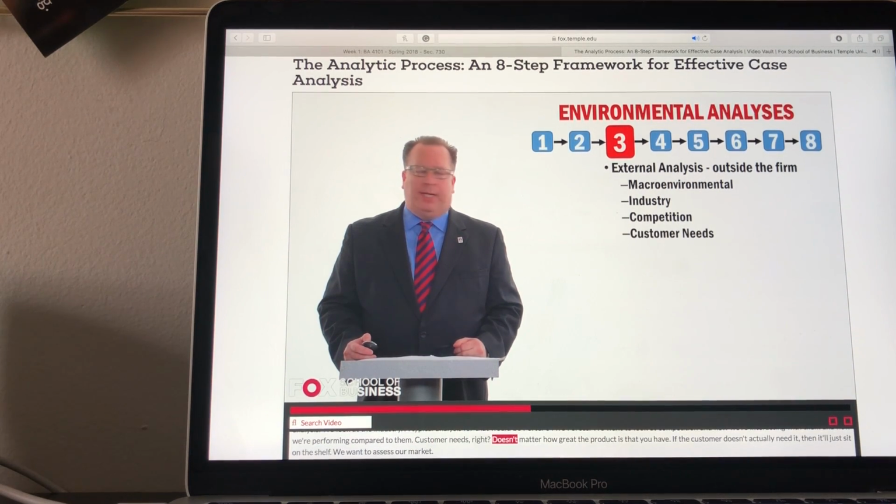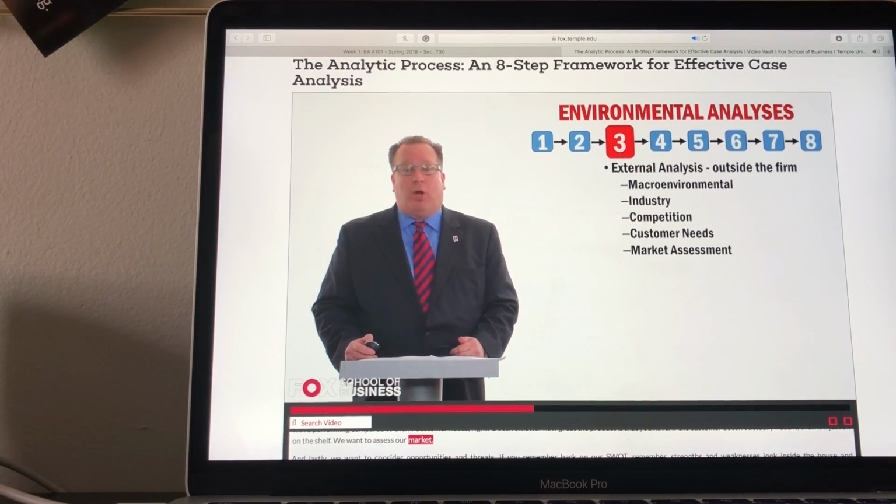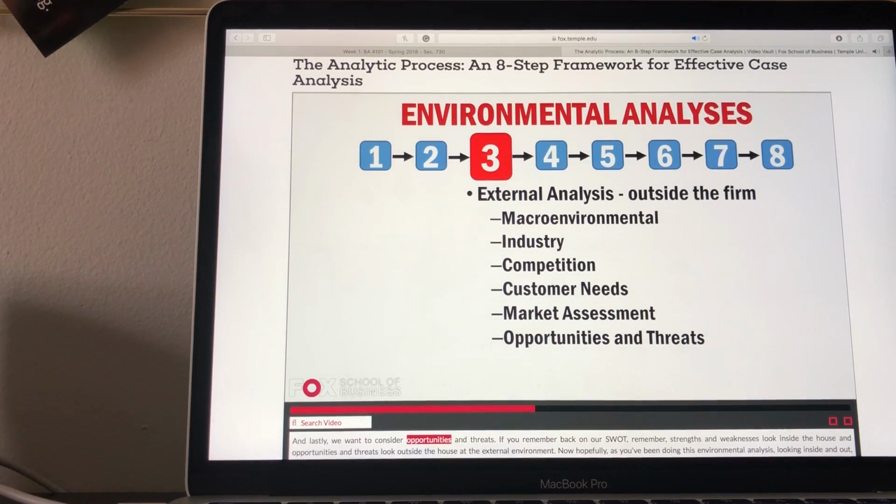Customer needs, right? Doesn't matter how great the product is that you have. If the customer doesn't actually need it, then it'll just sit on the shelf. We want to assess our market. And lastly, we want to consider opportunities and threats. If you remember back on our SWOT, remember, strengths and weaknesses look inside the house, and opportunities and threats look outside the house at the external environment.